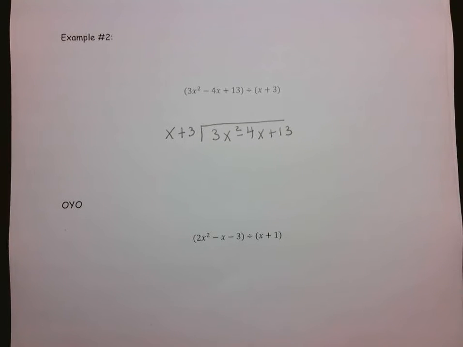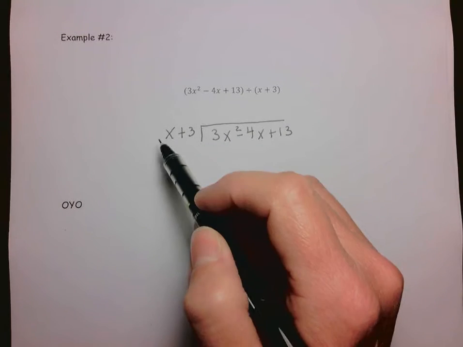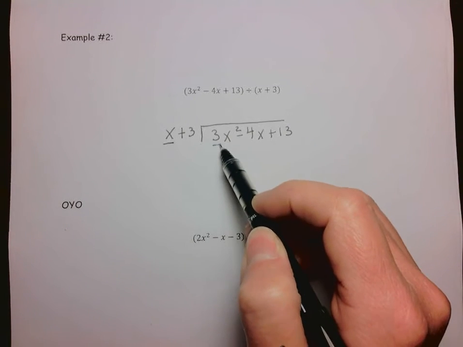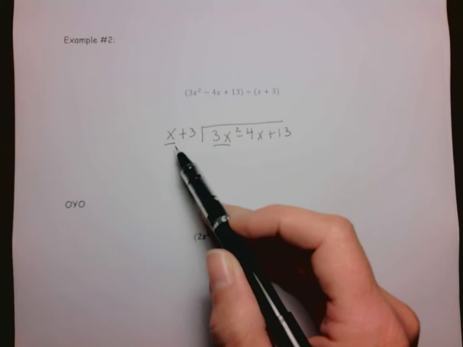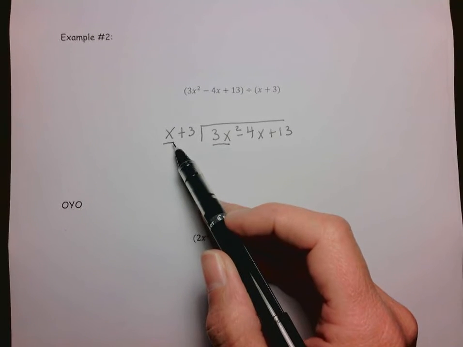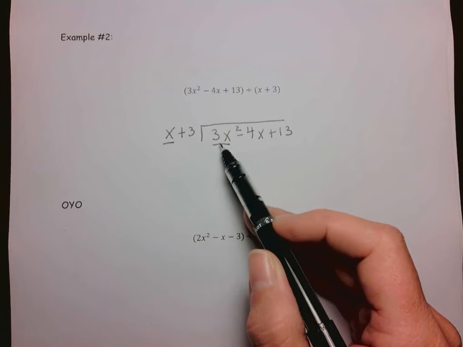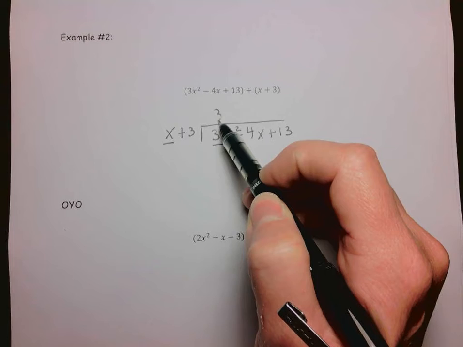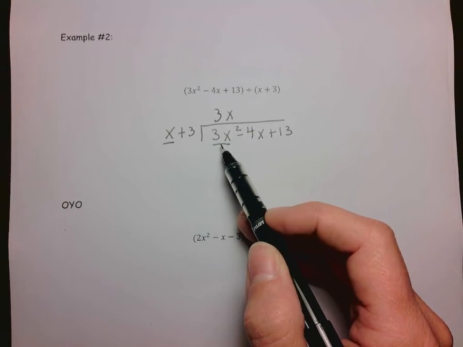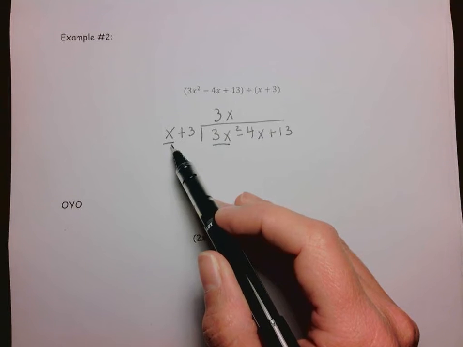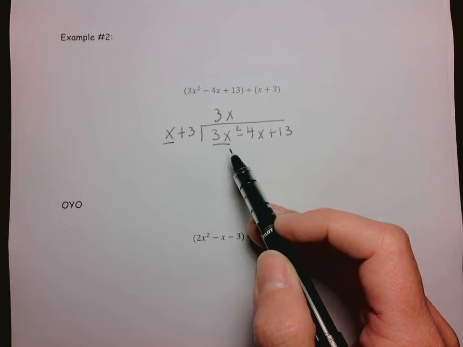Okay, so this is where I'm going to start. This is what I'm going to do. I'm going to start here with this x, and I'm going to look at the first term. And I'm going to say, what do I need to multiply x by in order to make it 3x squared? And the answer is 3x. Or you can think of it this way. What is 3x squared divided by x? And the answer is 3x.